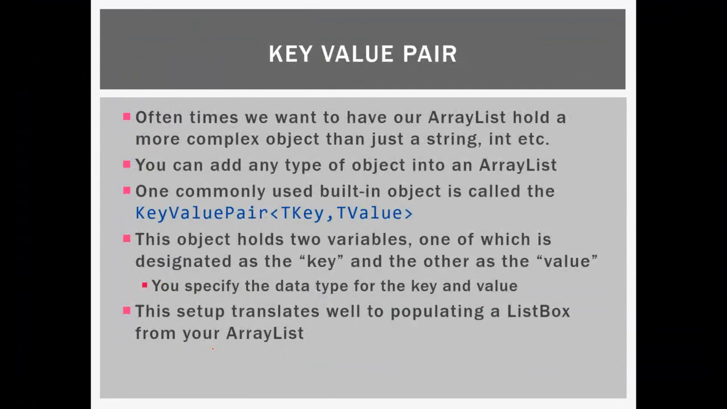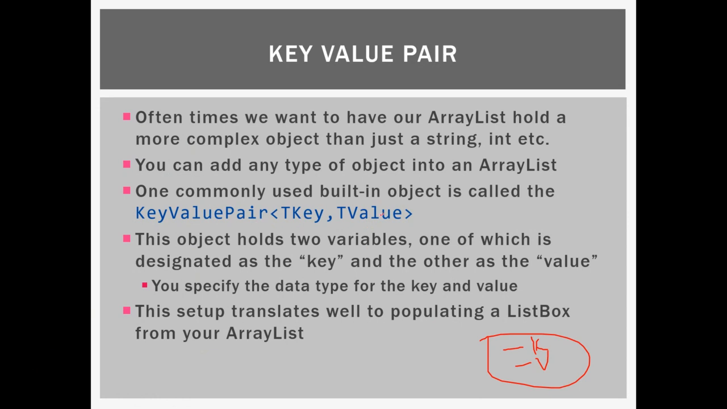What if we want an ArrayList that holds a more complicated object? We can add anything into an ArrayList. So one thing that you could add into an ArrayList is an object called KeyValuePair. A KeyValuePair object is a thing with two properties, the key and the value. What types of things they are is up to you. So TKey and TValue here, you can specify. Do you want string keys? Do you want integer keys? Do you want double keys? Do you want date keys?